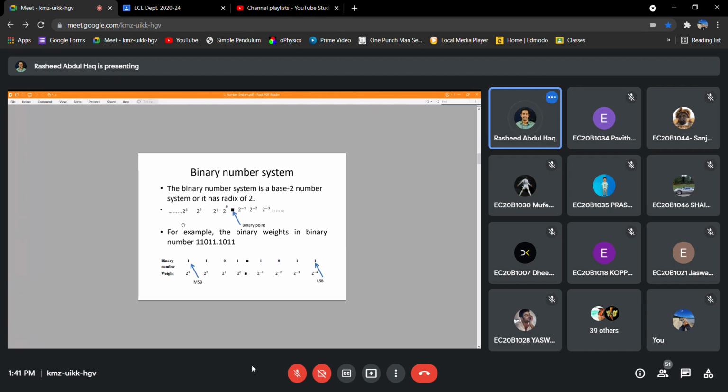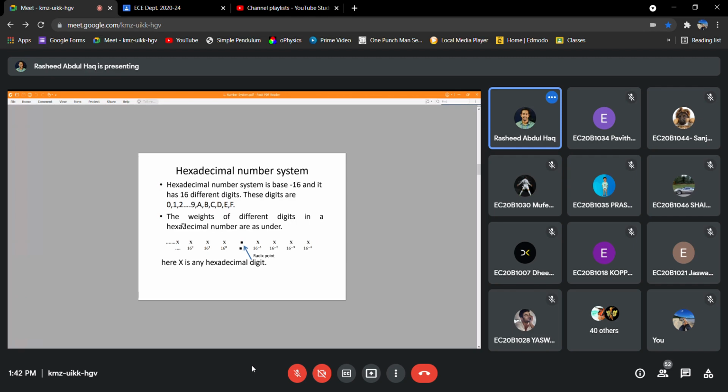Towards the left side, it will be positive powers: 2 raised to 0, 2 raised to 1, 2 raised to 2, 2 raised to 3, and so on. And on the other side of the decimal point, it will be 2 raised to -1, 2 raised to -2, 2 raised to -3. Okay. So for example, the binary weights in the binary number 11011.1011, we can calculate in a similar way.